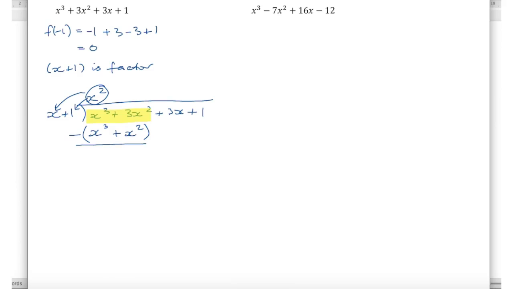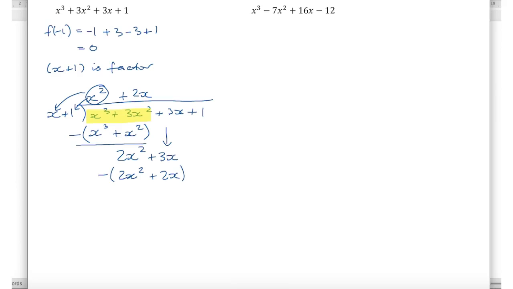So x cubed take x cubed is nothing. 3x squared take x squared leaves 2x squared. Let's bring down our next value, which is plus 3x. Okay, so let's see how many times does x go into 2x squared? Well, that's 2x times, because 2x times x gives me 2x squared, and 2x times the positive 1 gives me positive 2x. So I'm going to take this away.